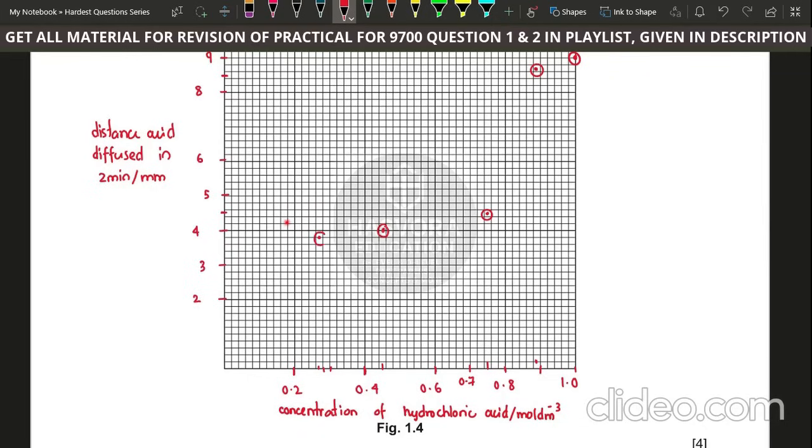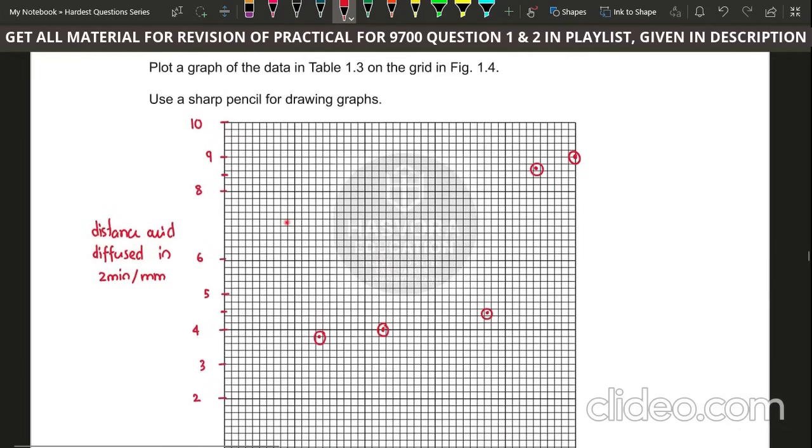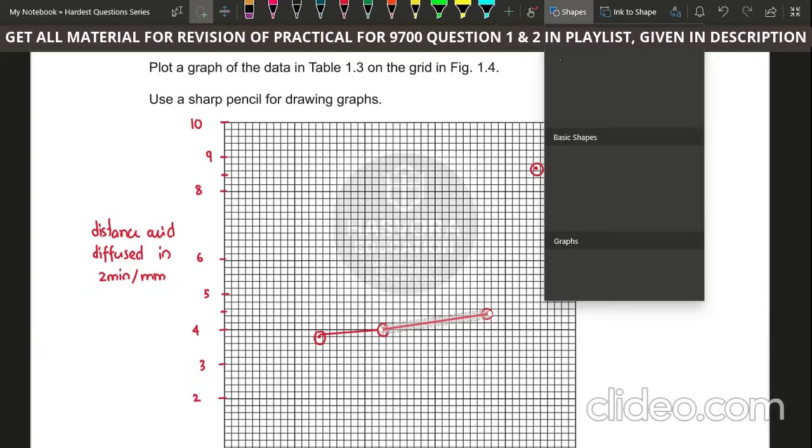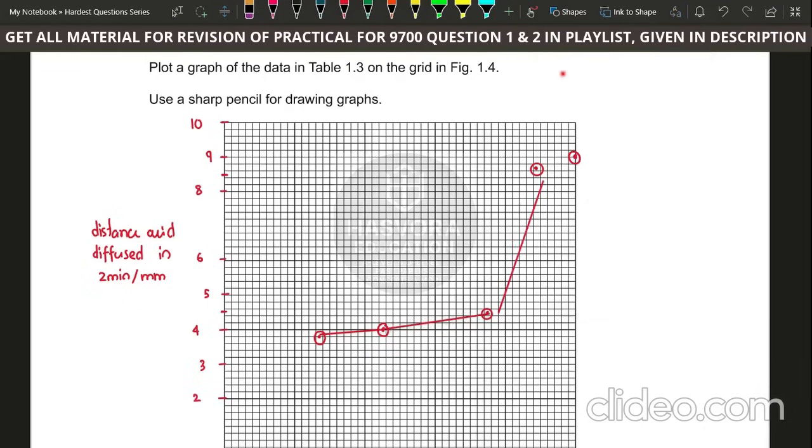Okay, so this will be the point, and then what you can do is you can also make a curve, but I would suggest that you just connect these points with straight lines. Okay, so I'm just doing that right now. Okay, so these will be the points, let's just join them right now. Okay, so this is actually your last line, and this is how your graph will look like.